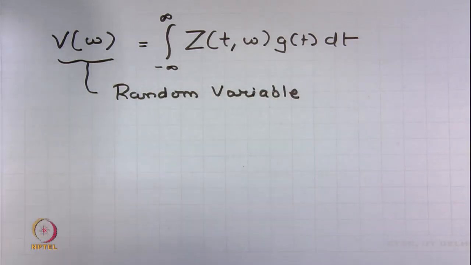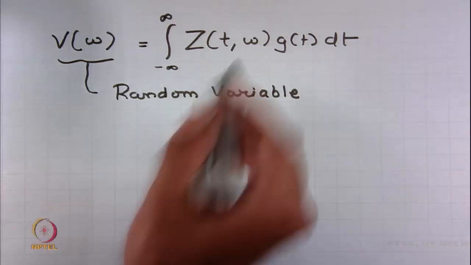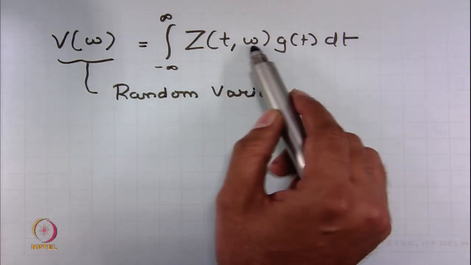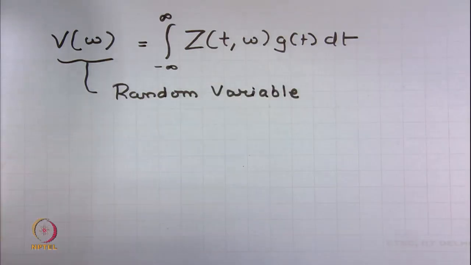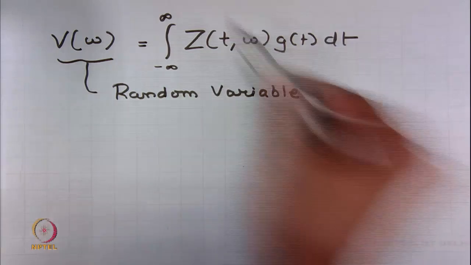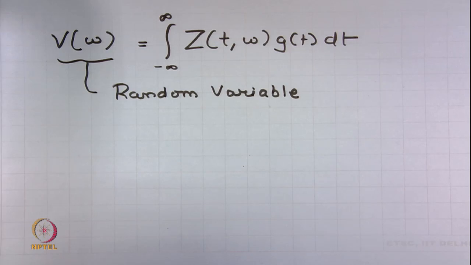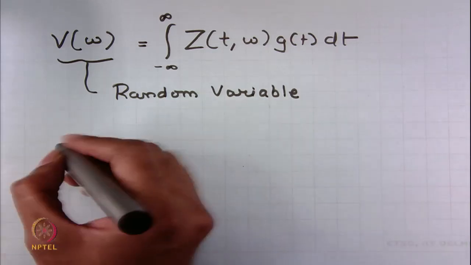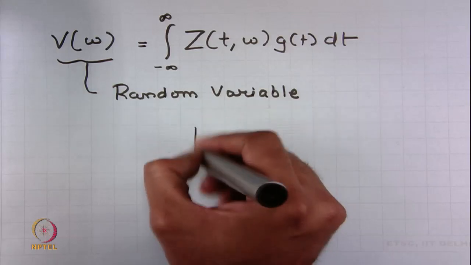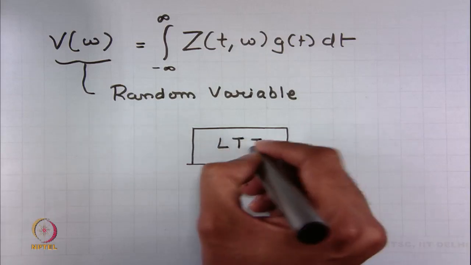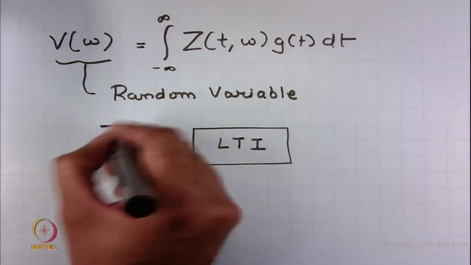So, what we see now is that a linear functional of a random process is nothing but a random variable. Why is this a random variable? Because it will only be a function of omega, it will not be a function of t. T is the running variable. You are having a definite integration which you are evaluating from minus infinity to plus infinity. So, we have looked into what is a linear functional of a random process. Now, let us see what happens if you pass this random process through an LTI system.